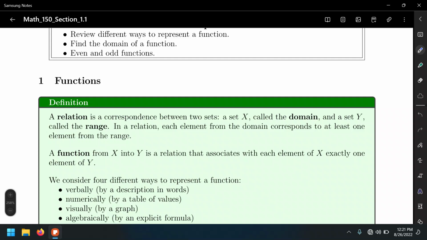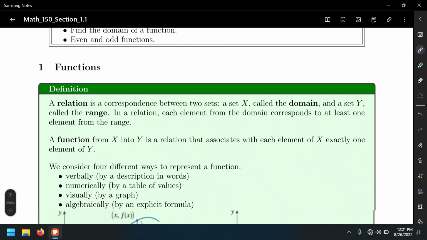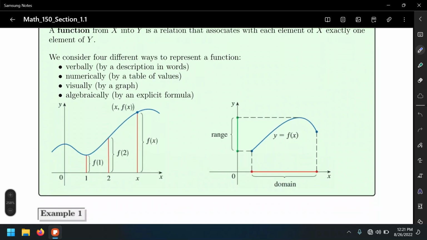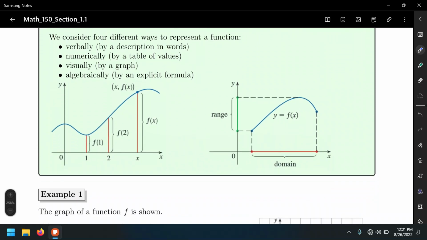So a function is actually a special kind of relation that associates every single element in the X, in the domain, with only one element in Y. The thing is that every single input has exactly one output. That's what a function is. And there are a few ways to represent functions. Actually, four ways.